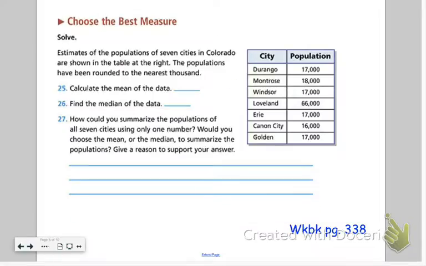All right, now we're going to jump over to page 338. We are going to talk about when it's best to use the mean or the median.